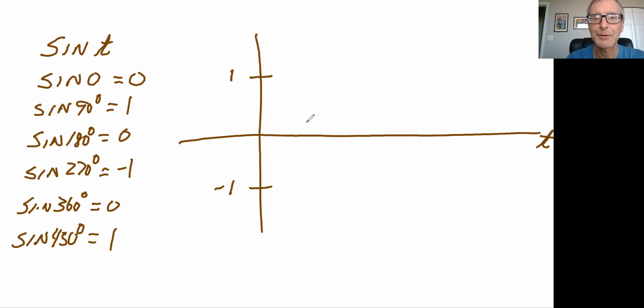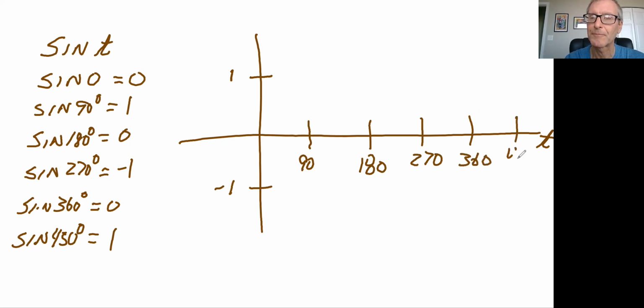So this would be the angle that we're talking about. Let's do it in degrees, and then the next one we're going to do in radians. So this would be 90. This would be 180. This would be 270. This would be 360. This would be 450.